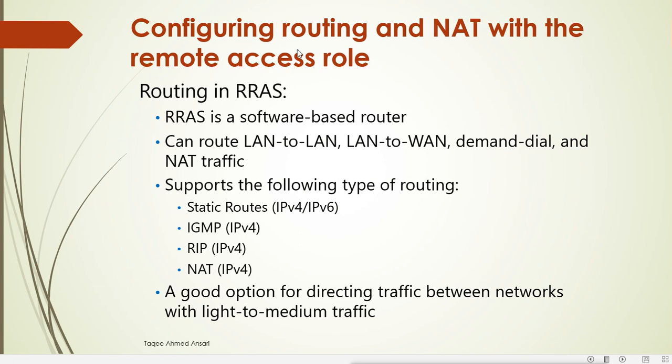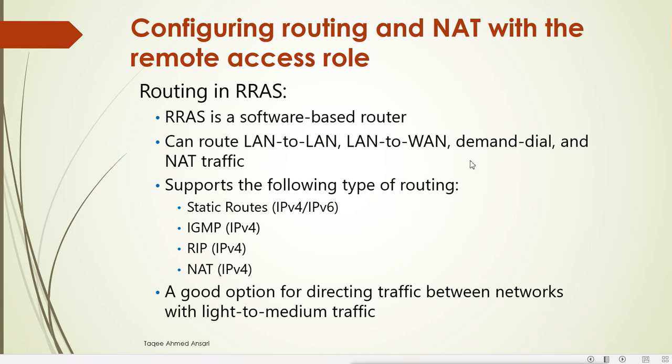Now configuring the routing and NAT with the remote access role. So how we can configure and what we can configure? We can configure the routing and remote access server, RRAS. This RRAS is a software based router. So we can use our machine as a router, and it can route LAN to LAN. That means it can connect one LAN network to another LAN network. Then it can connect the LAN to WAN. That means LAN network to WAN network.